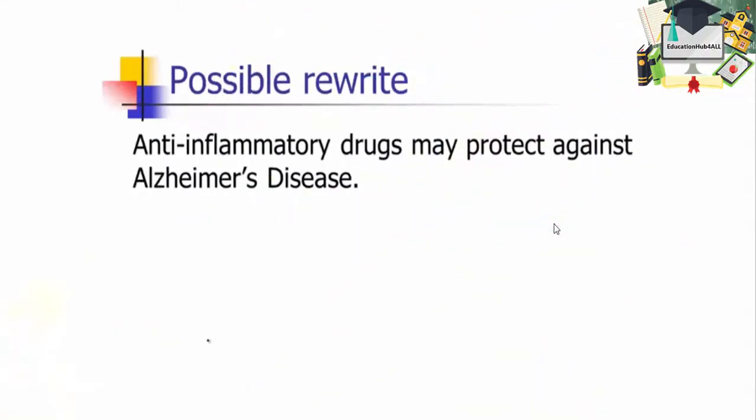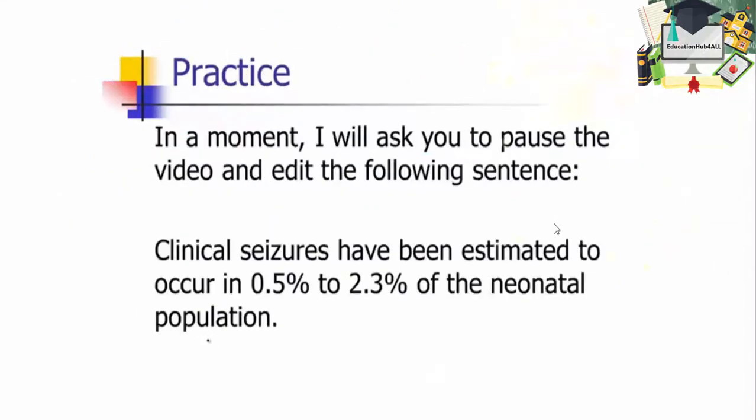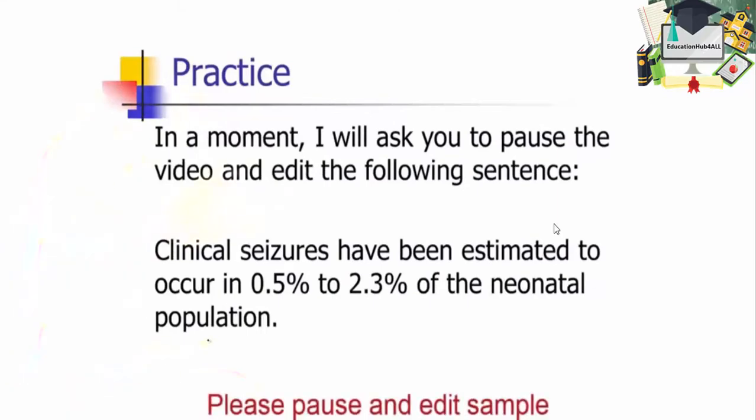So hopefully you had a similar rewrite. Obviously you might have done slightly different things. And always feel free to email if you've got a better rewrite that you want to share with the class. Sometimes I might miss a few words that could still be edited out. So here's the second example. Clinical seizures have been estimated to occur in 0.5% to 2.3% of the neonatal population. So now pause the video and edit that sentence on your own.